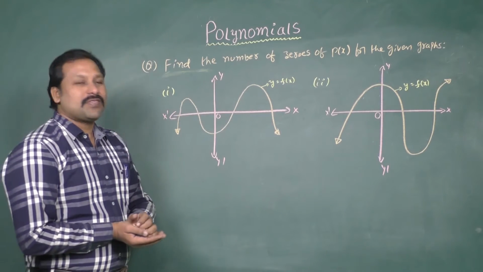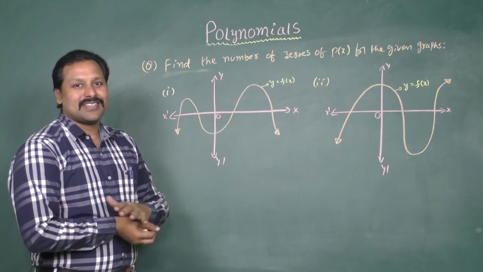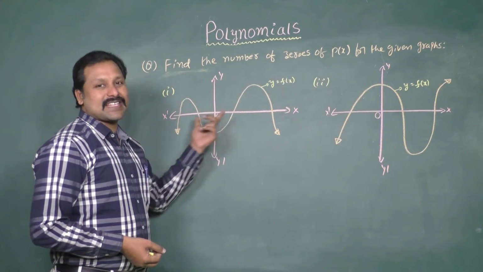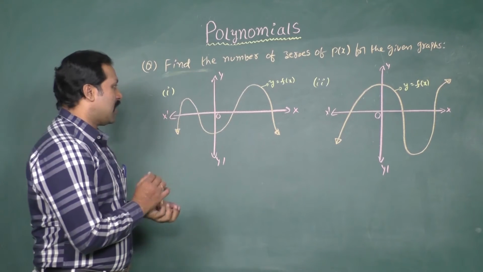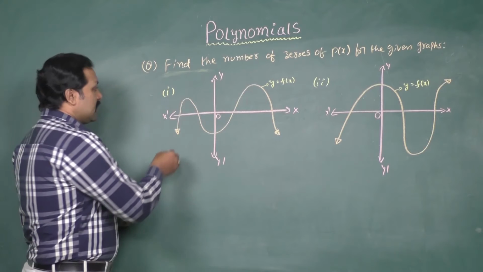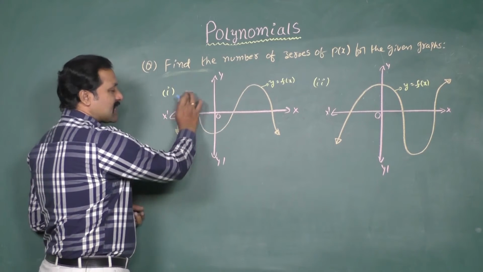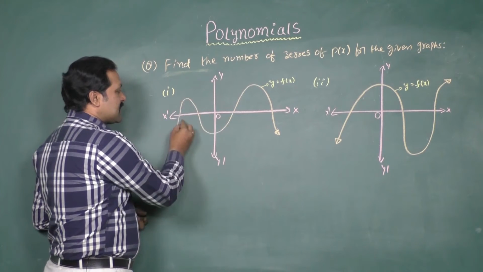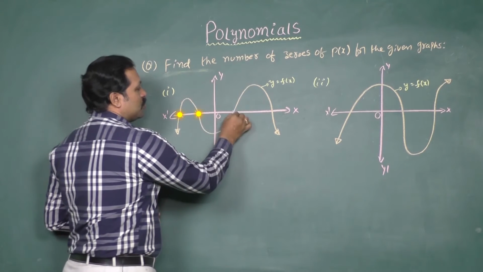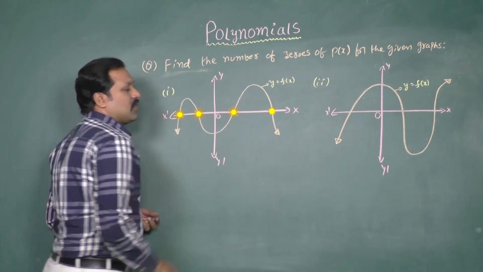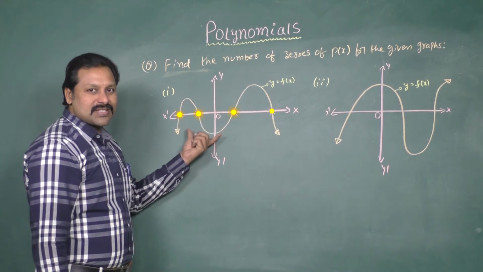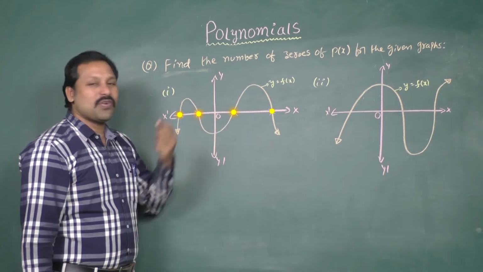So the zeros of a graph are nothing but the points where the graph cuts the x-axis. Observe here in the first diagram, the curve cuts the x-axis at 1, 2, 3, 4 points. That's why the number of zeros of this graph is 4.